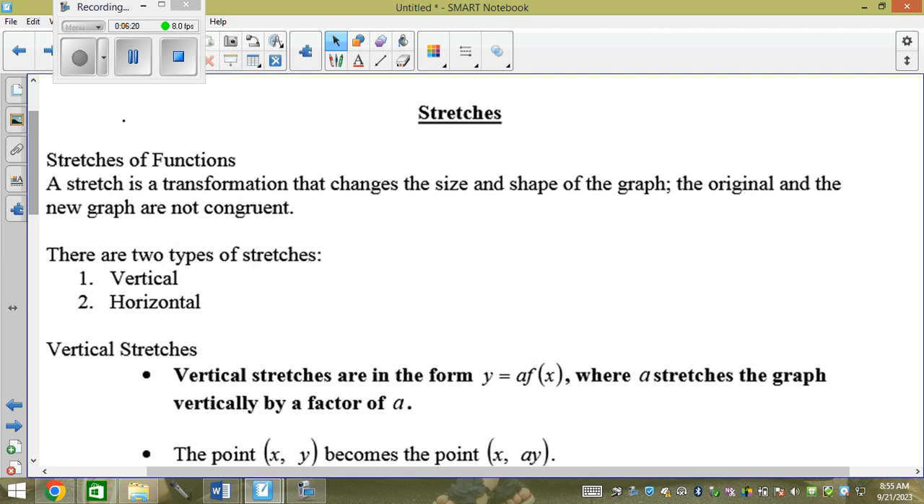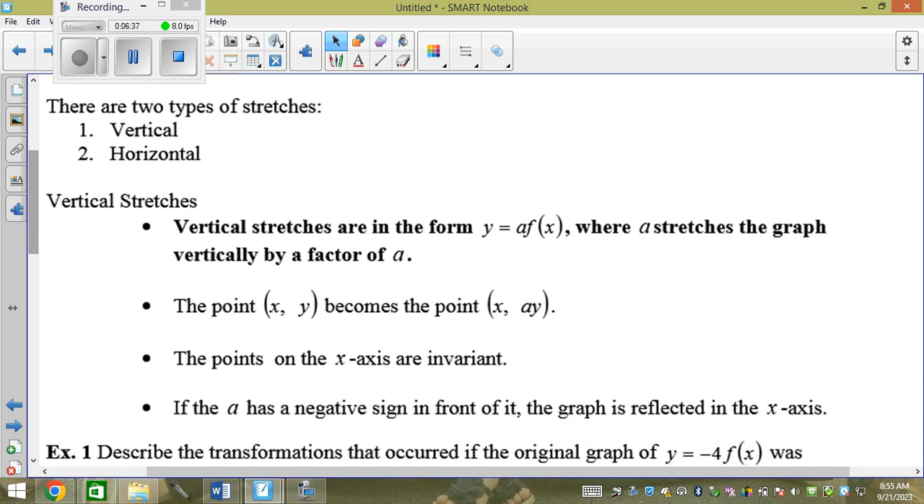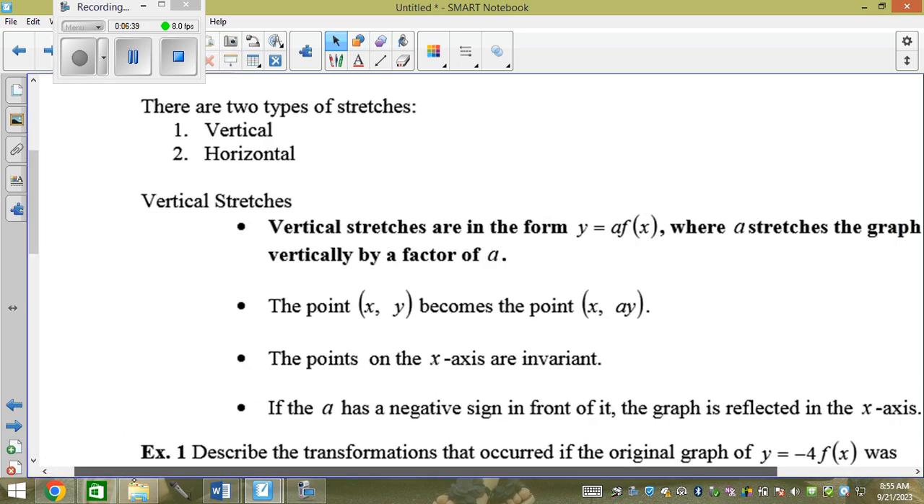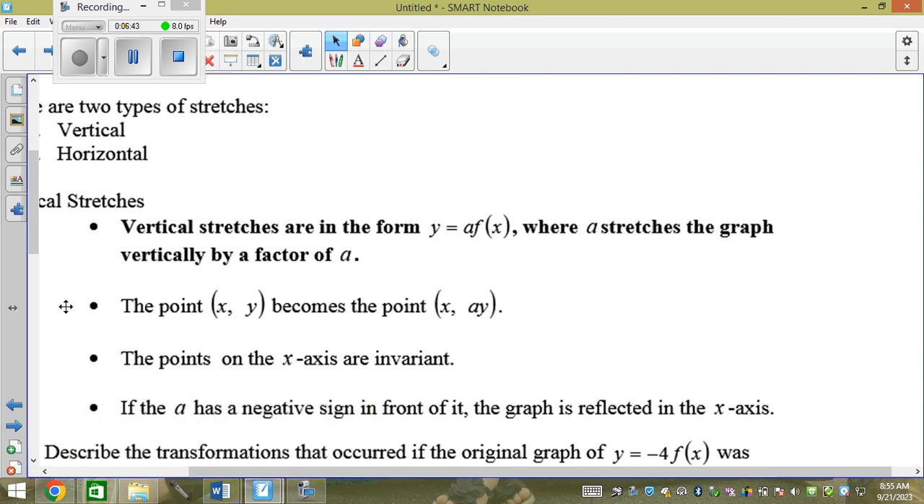Okay, so we're going to look here. A stretch is a transformation that changes the size and shape of the graph. The original and the new graph are not congruent, so not the same. So there are two types of stretches. There's vertical, which you talked about last year, and then there's horizontal, which affects the x. Vertical stretches are in the form y equals a f of x, where a stretches the graph vertically by a factor of a, about the x-axis, it should say.